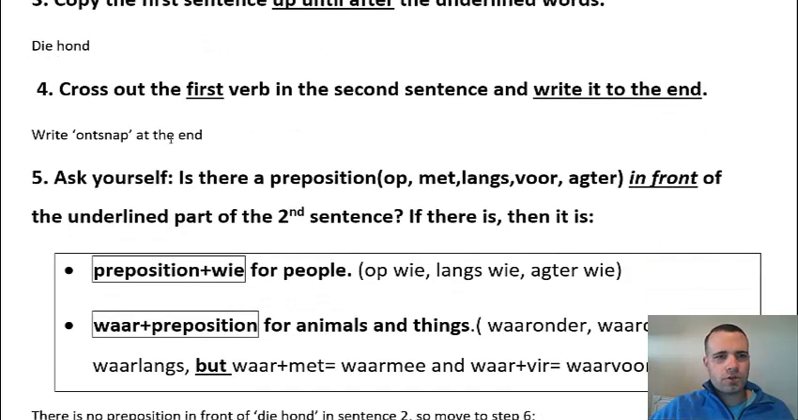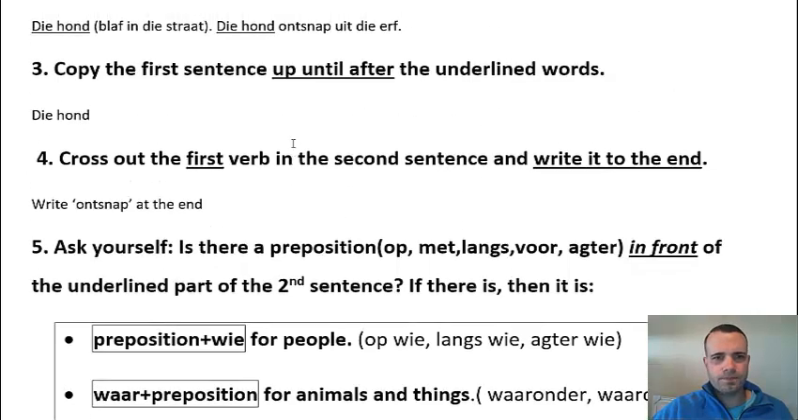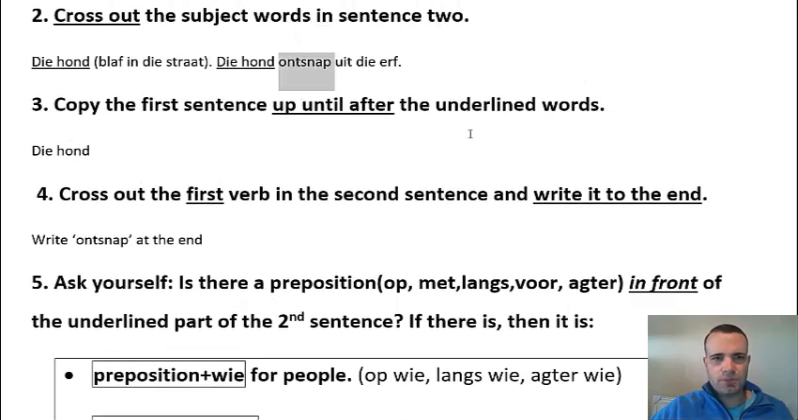Step number 4: cross out the verb in the second sentence and write it at the end. So there's your verb, ontsnap. You take it out and put it at the end of the sentence. You do that because these relative pronouns act like group 3 conjunctions and they push the verb to the end.